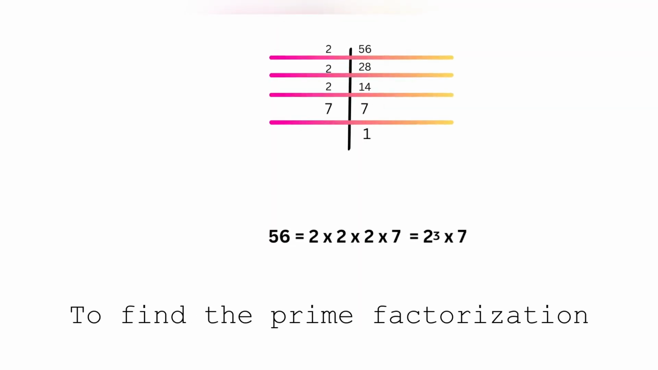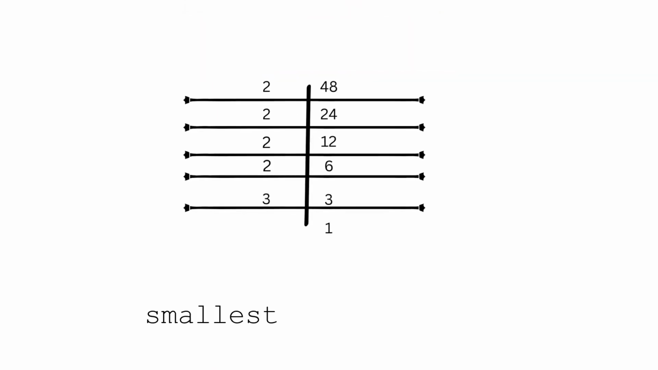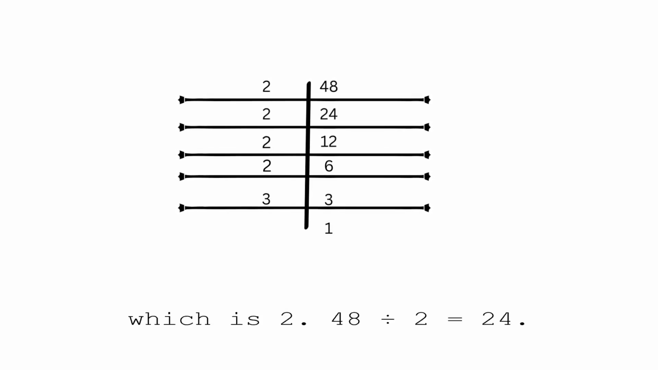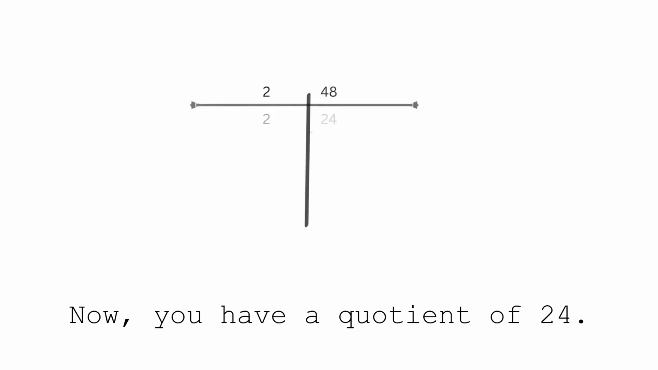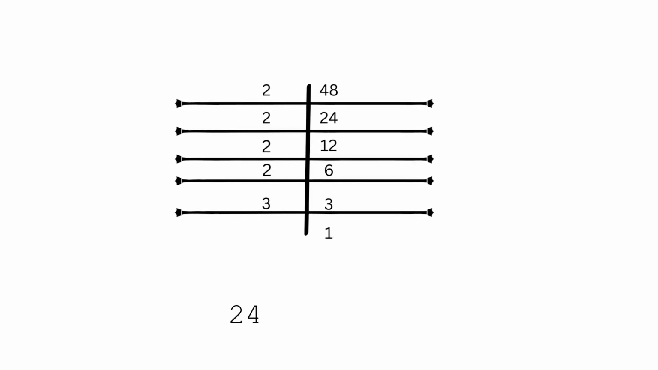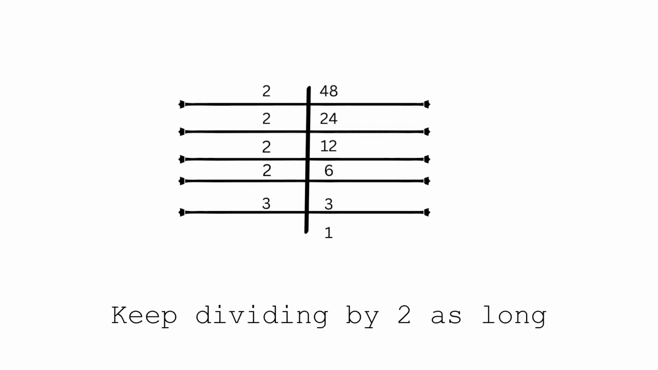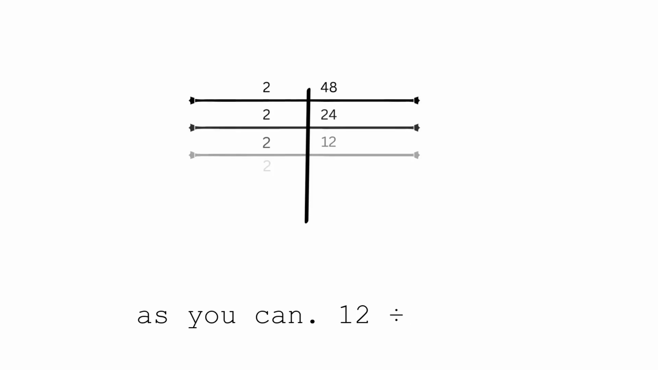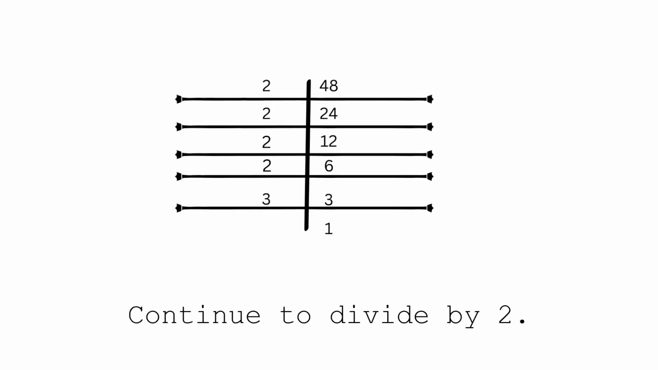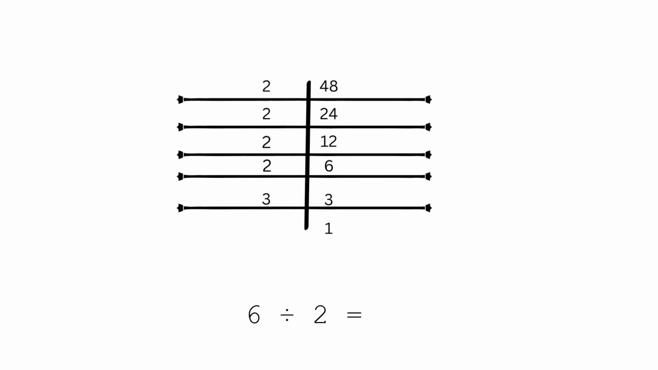To find the prime factorization of the number 48, start by dividing 48 by the smallest prime number, which is 2. 48 divided by 2 equals 24. Now, you have a quotient of 24. Continue to divide 24 by 2. 24 divided by 2 equals 12. Keep dividing by 2 as long as you can. 12 divided by 2 equals 6. Continue to divide by 2. 6 divided by 2 equals 3.